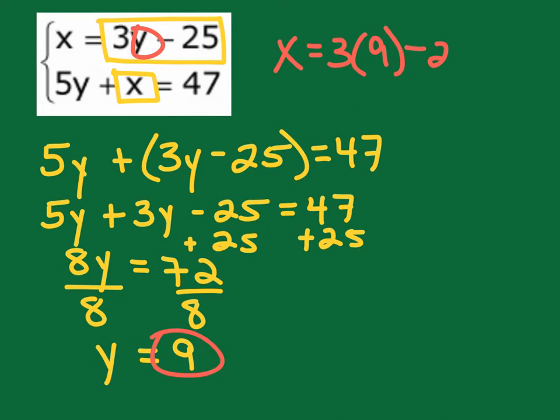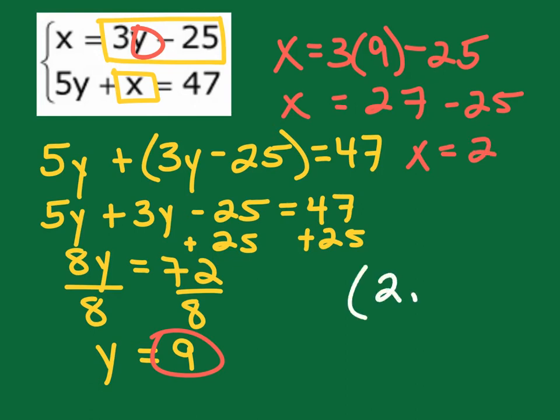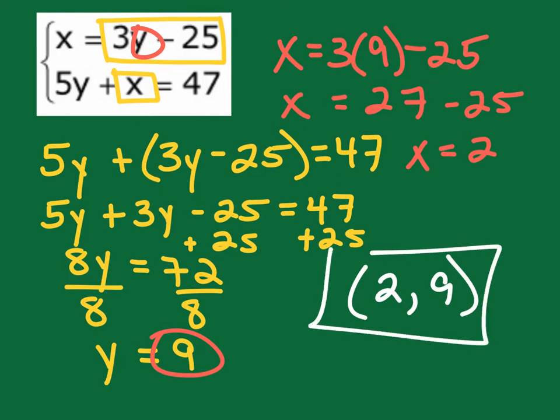X equals 27 minus, let me go back. It should be a 25 up here. So I get x equals 27 minus 25, so x equals 2. Again, don't leave your answer like this. You got to write it as an ordered pair. So 2 comma 9 is our intersection point where these two equations or lines will intersect.